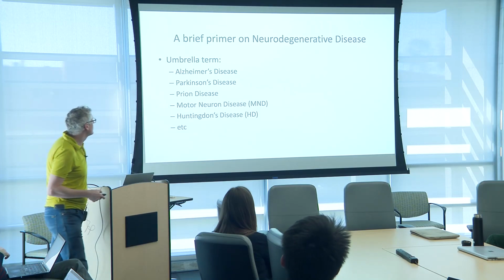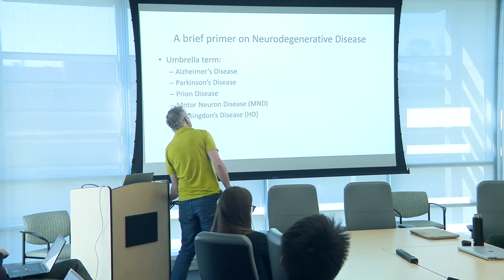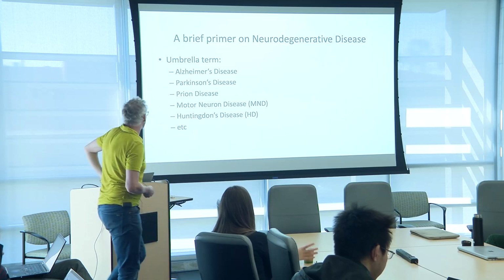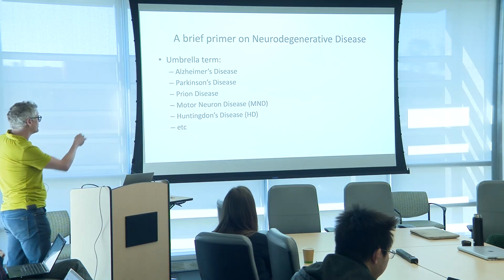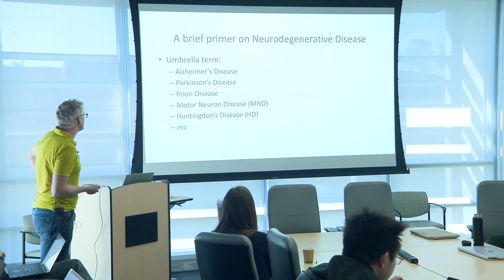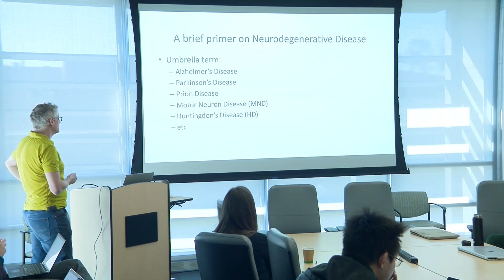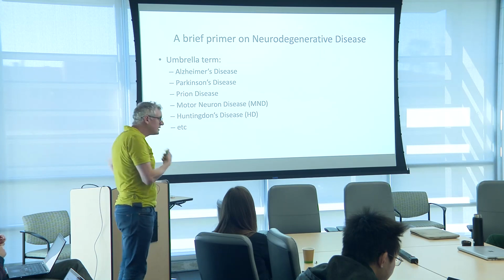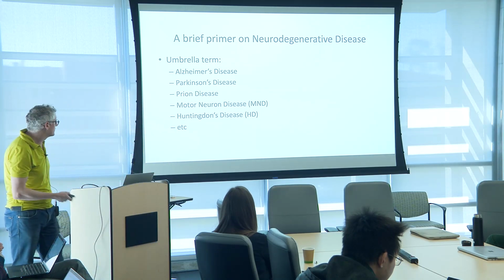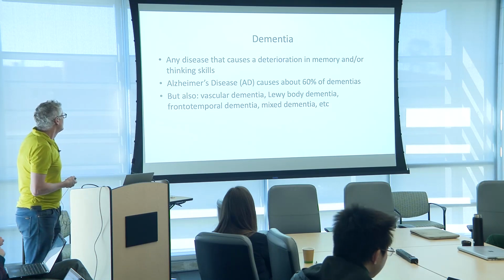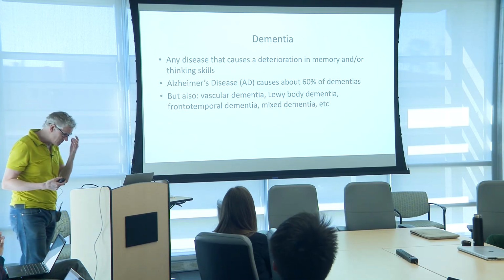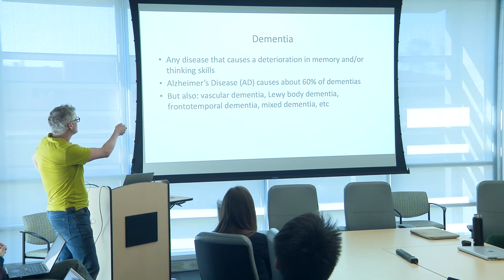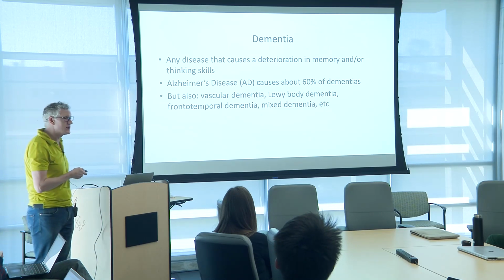Okay, so first to give you a brief intro to neurodegenerative disease and why we might be interested in it. Neurodegenerative disease is an umbrella term. Alzheimer's disease is an example of it. So is Parkinson's disease, but so are prion diseases, motor neuron disease, Huntington's disease, and many others. Some of these have cognitive aspects to them, and some have less. Dementia relates to the set of diseases which do have these cognitive aspects. It's defined as any disease which causes a deterioration in memory and/or thinking skills.